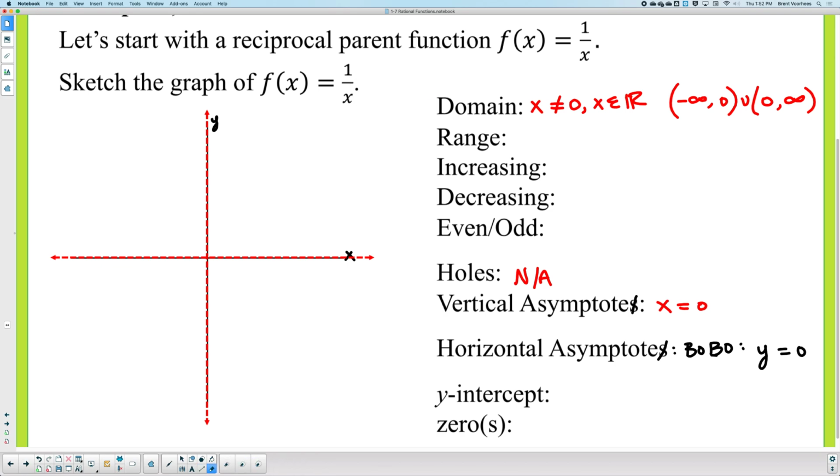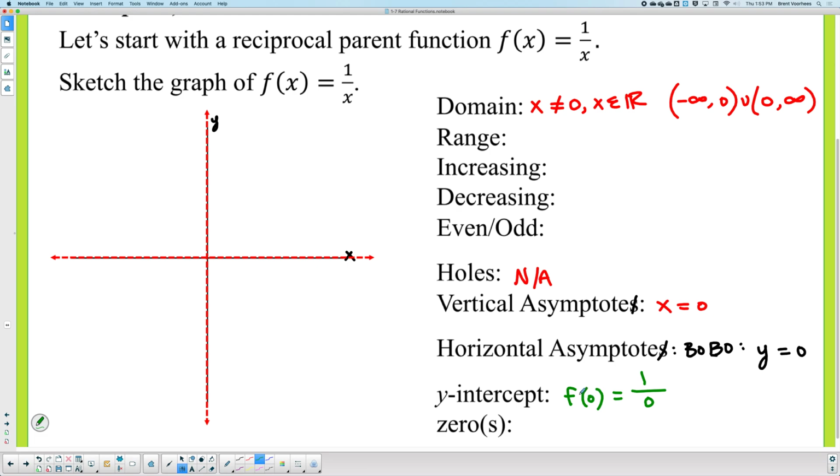Again, everything I'm doing, it's on that cheat sheet, but I'm just showing you how I'm going to do it today. So after I do holes, vertical asymptotes, after I do a horizontal asymptote, I'll then do the y-intercept. The y-intercept you get by plugging 0 in for x, substituting x value of 0 in. So it'll be whatever we get when we do this.